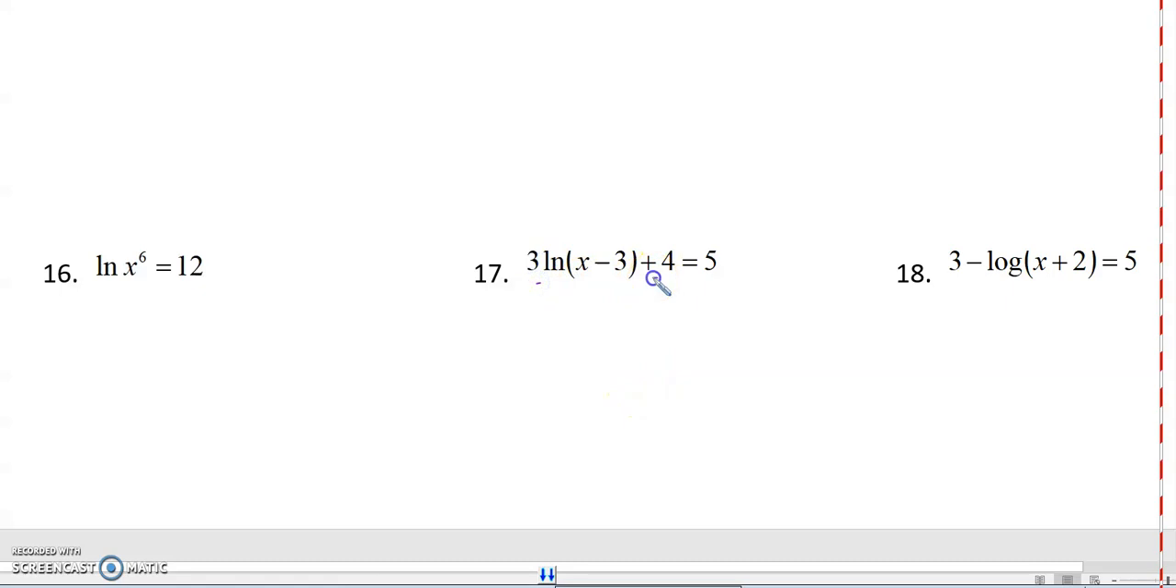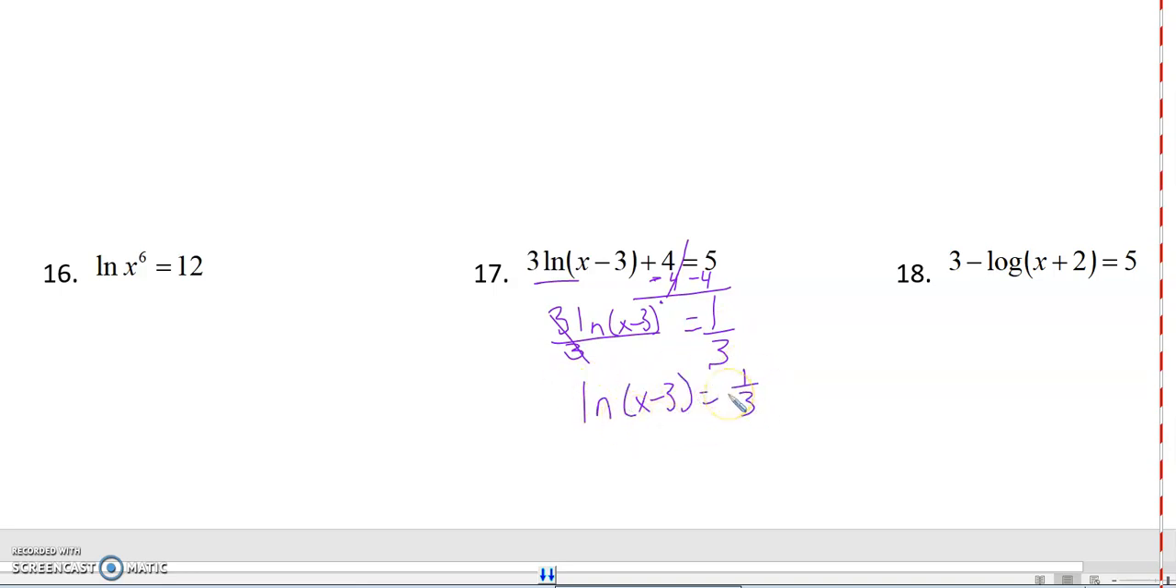Do you see all these loose things on the left side with my natural log? We're going to have to take care of them, okay? So let's move over this 4. We'll subtract the 4, and that gives me 1, right? Let's divide by that 3. We had 3 natural log x minus 3. Now I can put the 3 right here in the exponent if you would like, or we can just divide it out over here, okay? So either way, we get the same answer.